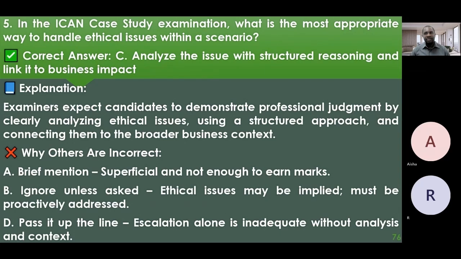All right, number 5. In the ICAN case study exam, what is the most appropriate way to handle ethical issues within a scenario? Analyze the issue with structured reasoning and link it to business impact. C. You guys are very selfish. 5/5, 100/100.